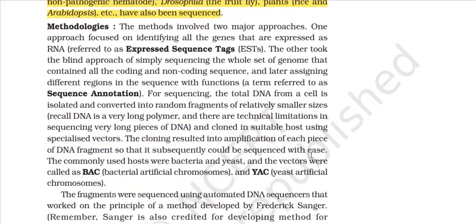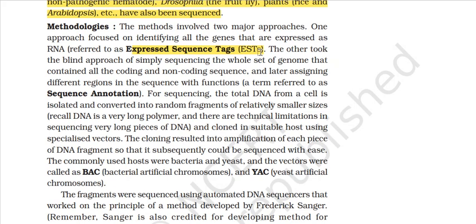Methodologies. कैसे किया? The methods involved two major approaches. One approach focused on identifying all the genes that are expressed as RNA, referred to as expressed sequence tags. अब ESTs क्या है? Basically, वो सारे genes जो RNA में express हो गए हैं, हम उनको focus करेंगे. That is expressed sequence tag.